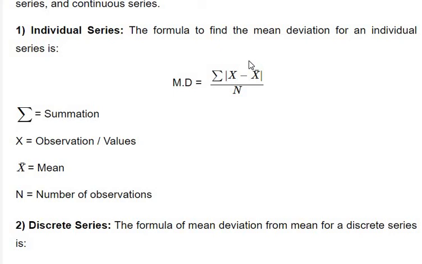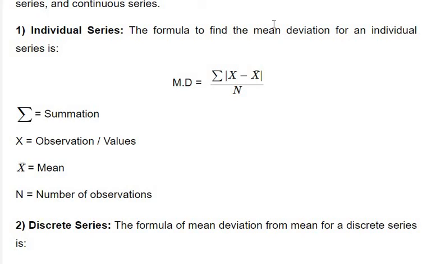So let us analyze this formula. What is sigma? The symbol sigma means to add, to sum. After sigma, whatever values are coming, just take the sum. That is summation. Sigma is summation. Second one is x. What is x? X is observation or values. How many observations we are having? The variables are represented as x.